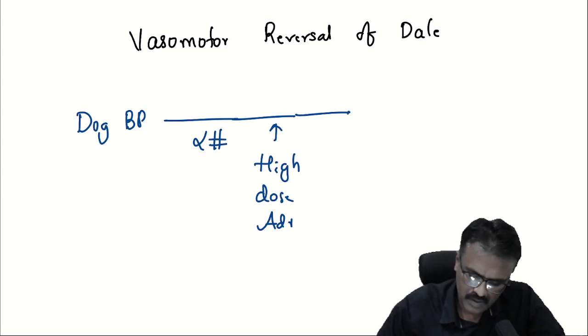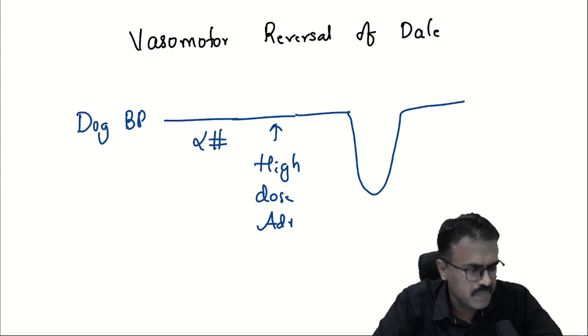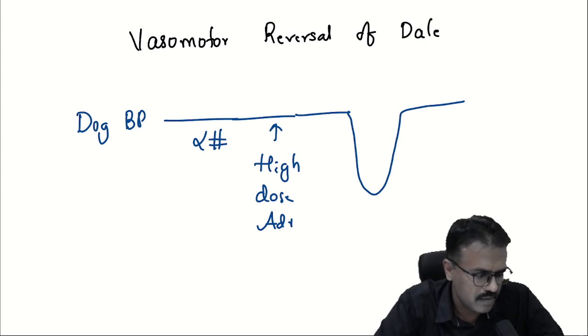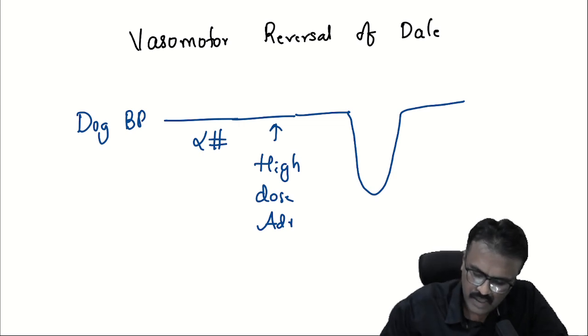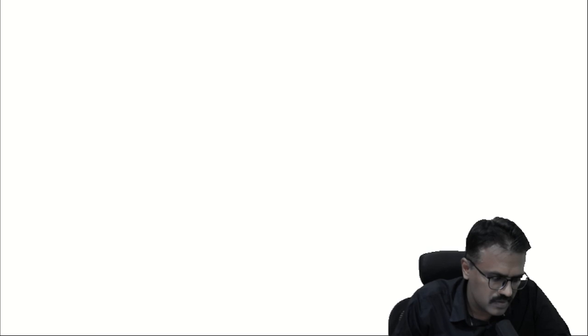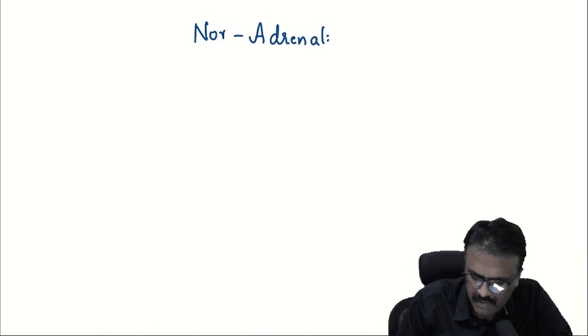So there will be a fall in BP. This fall in BP is what we mean by vasomotor reversal of Dale. And this is tested frequently. Now, whenever I teach you adrenaline, yes, Chandani Pandey, you are right. Srinivasan, you are right. Now, one more favorite drug for the FMG exam is noradrenaline, also called norepinephrine.